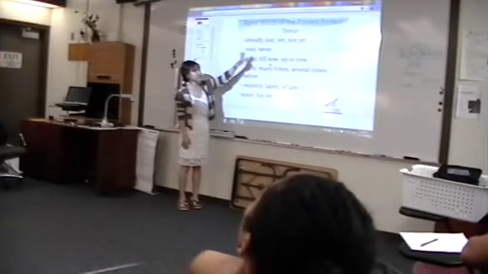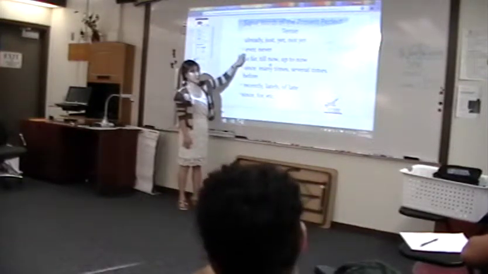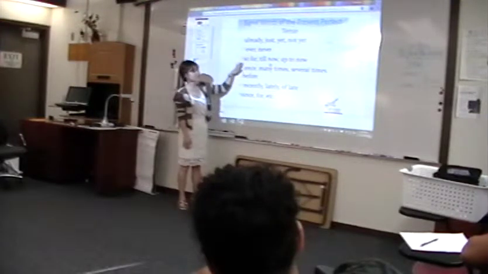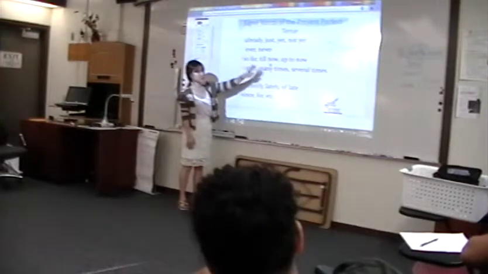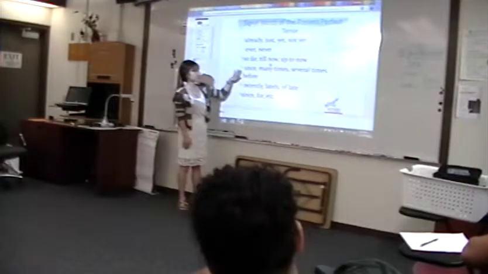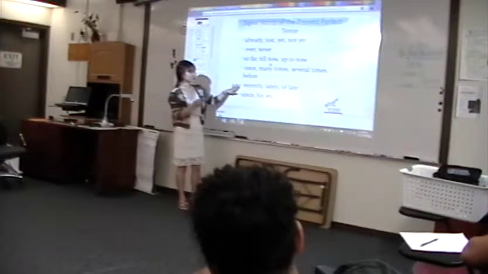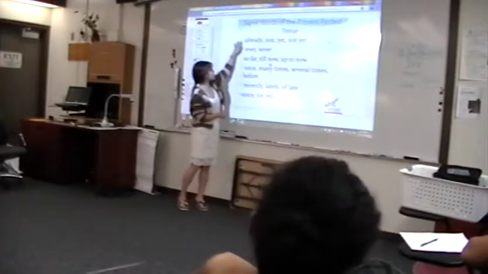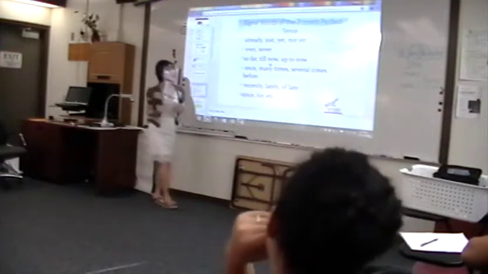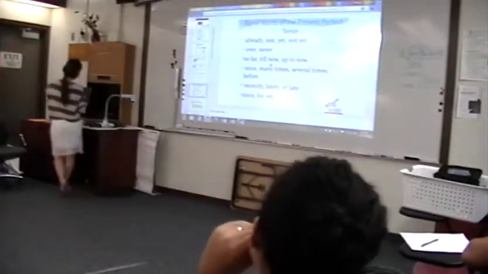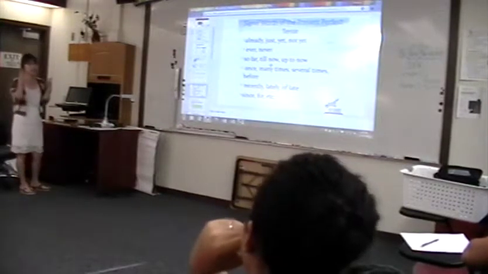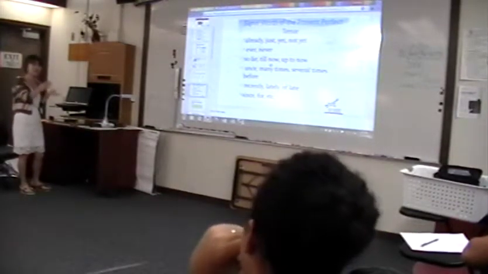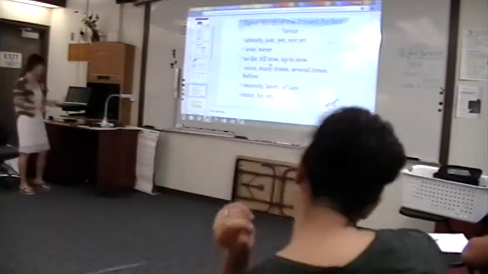Alrighty. Just, yet, not yet. Ever, never, so far, till now, up to now. Once, many times, several times before. Recently, lately, of late. Since, for, etc. Yeah. So these signal words let you know this is the present perfect tense, which means something that happened in the past still affects your present.